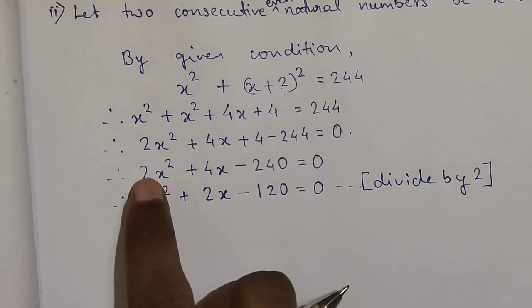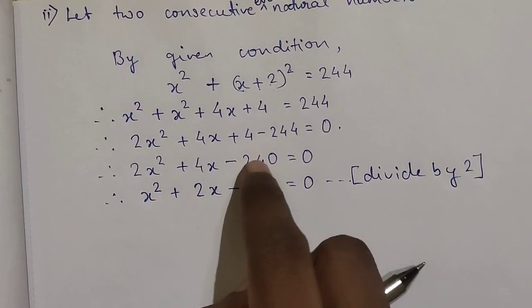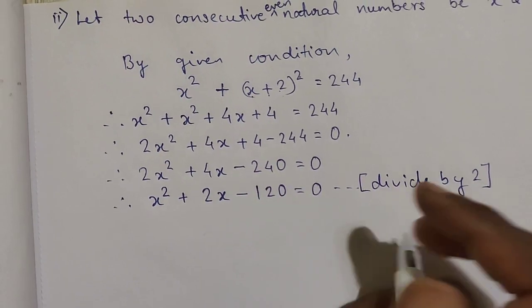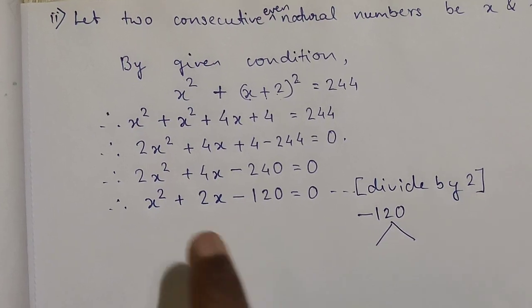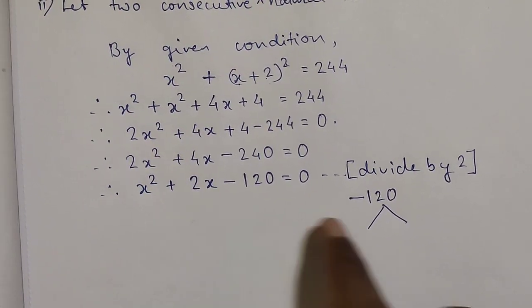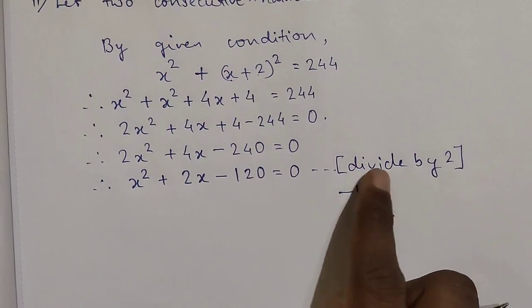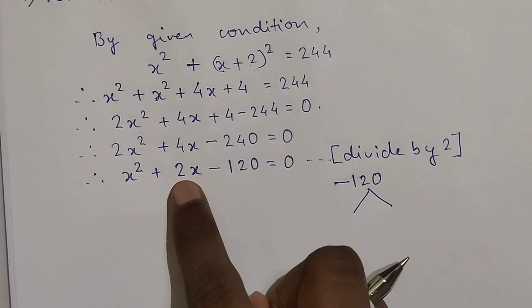If you divide by 2, you are going to get here 1, here 2 2s are 4, and here 2 1s are 2, 2 2s are 4 and 0. Now what you have to do? You have to make two parts of 120 such that their subtraction gives you 2.